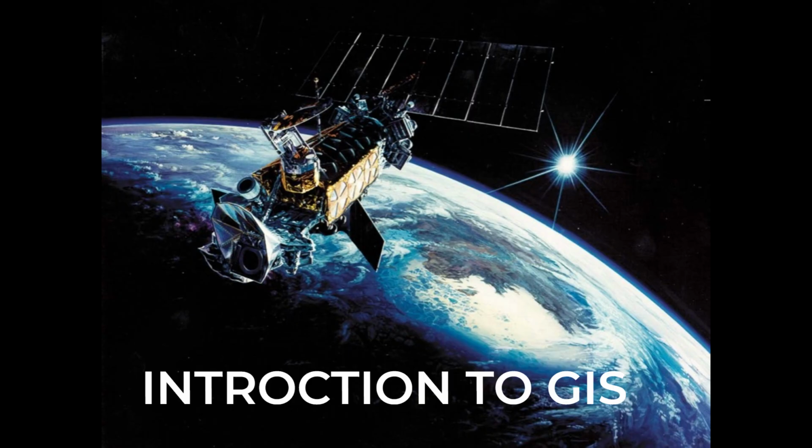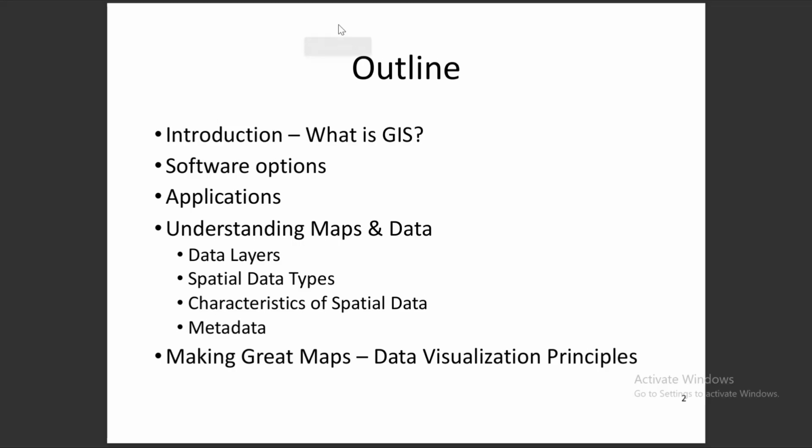Let's get into it. Here's our roadmap for today. We're going to move through 5 major areas. First, we'll start with the introduction. What is GIS, really? We'll define it, look at the theory behind it, and understand why it matters. Second, we'll look at software options because GIS isn't just one tool. There's a whole ecosystem of software, and we'll help you understand which tool is right for which job.